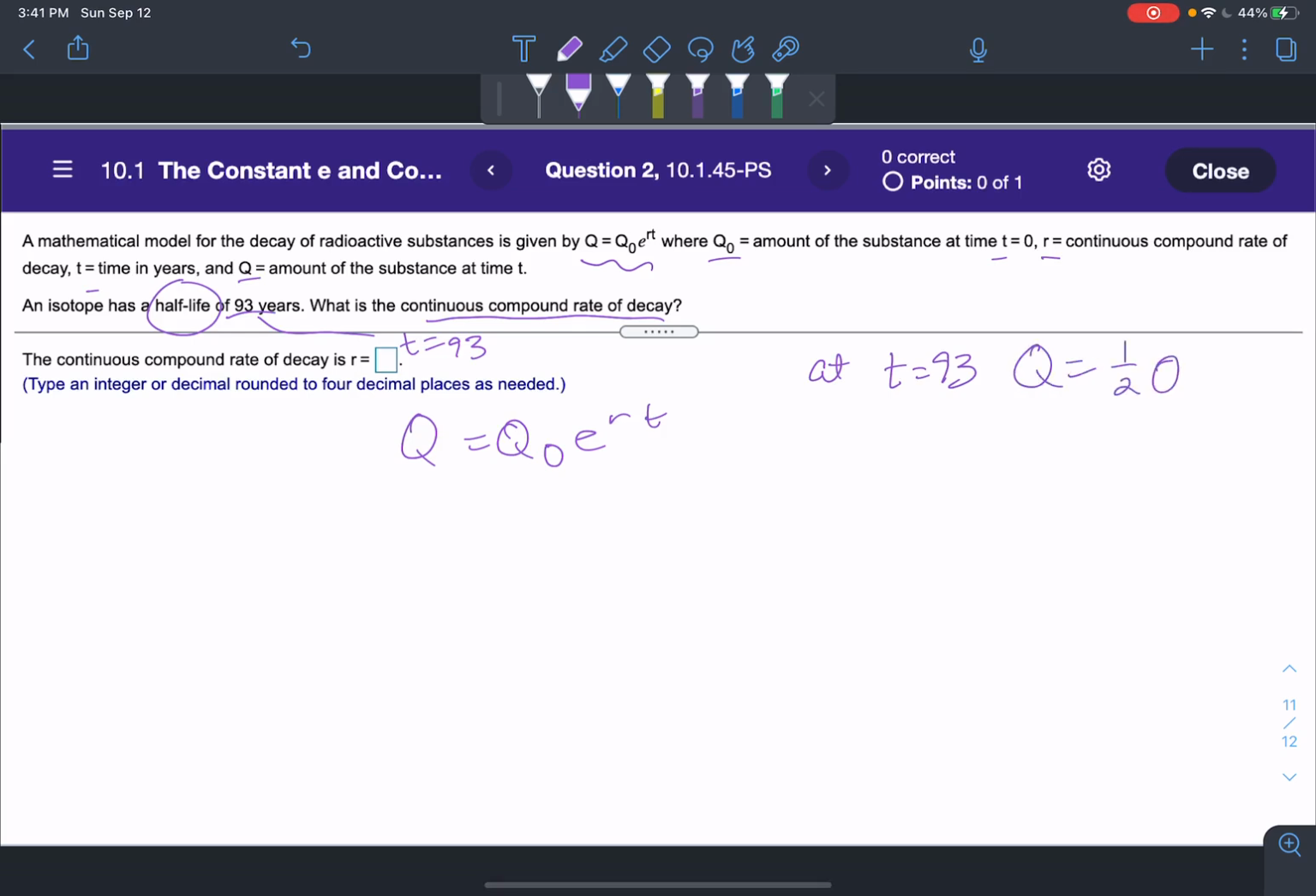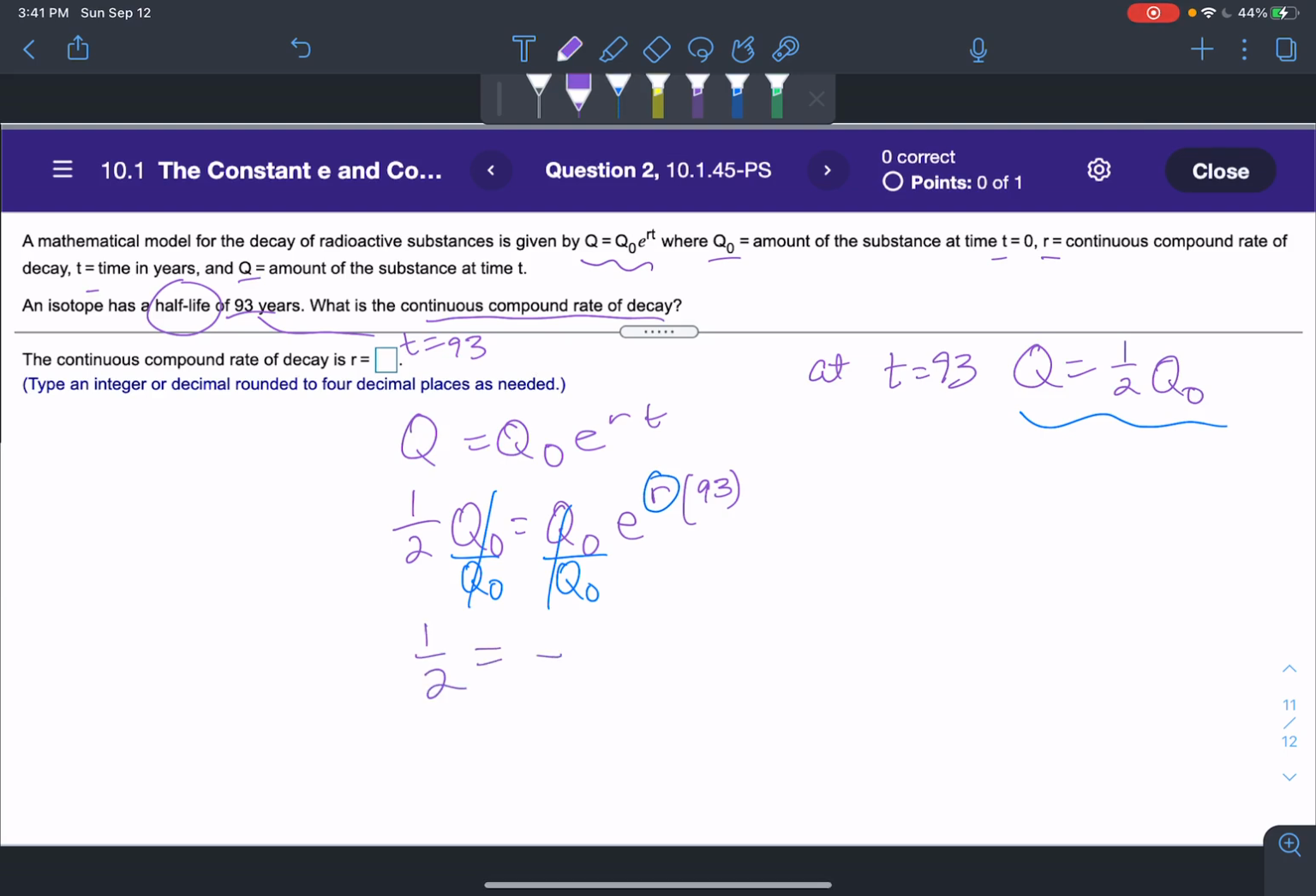It's kind of like the last problem, remember? So I'm going to use this relationship right here and this T value to substitute in 1/2 Q naught equals Q naught e^(93r). We're solving for R, and my T was given as a half-life of 93 years. Again, if I divide out my Q naughts, they cancel, which is great, because then I'll only be solving for R. So 1/2 is equal to e^(93r). Let's take the natural log of both sides.